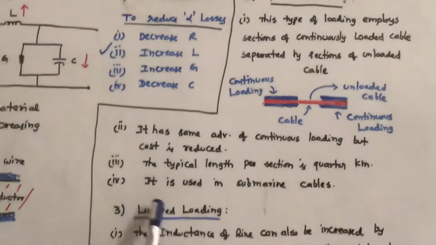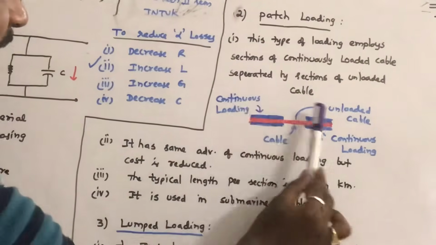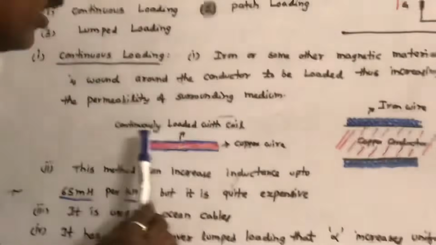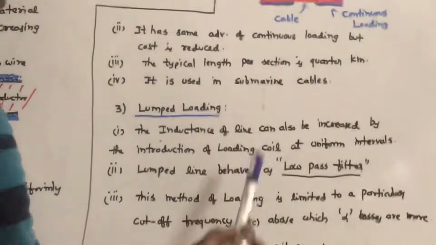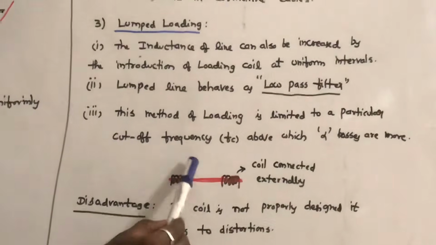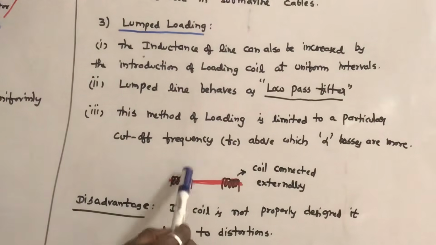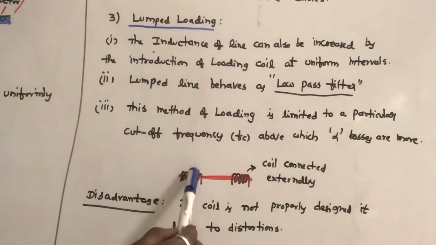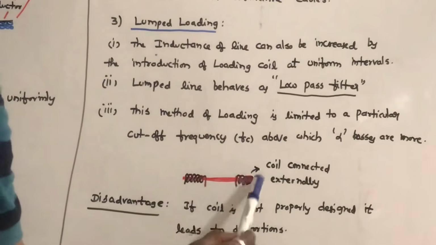The last one is lumped loading. This patch loading comes with the cable itself, because the continuous loading also comes with the cable itself. But in lumped loading, we join a coil externally. Wherever the attenuation losses are more, we add the coil in order to increase the inductance of the cable at that particular location. We add the inductance at regular intervals so as to increase the inductance of the cable.